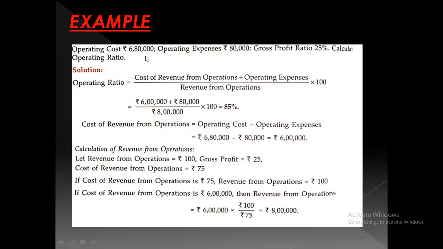Here in the numerical you will see operating cost is given 6,80,000. Operating cost means cost of revenue from operation plus operating expenses. Operating expenses are 80,000. Gross profit ratio is 25%. Calculate operating ratio. First we'll write the formula of operating ratio, which is cost of revenue from operation plus operating expenses. This is already given 6,80,000, and the operating expenses of 80,000 are already included in it, so please don't add it again.